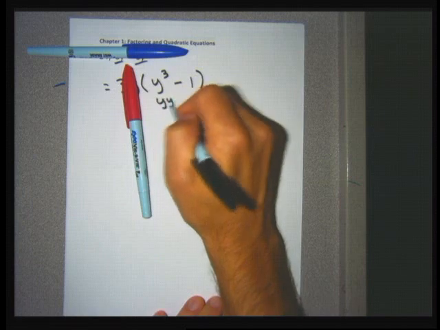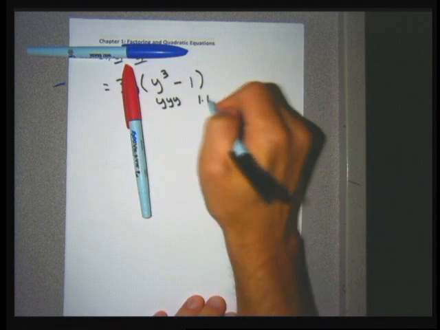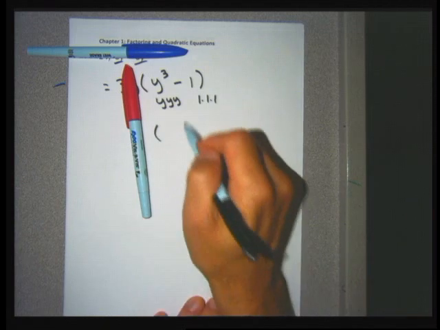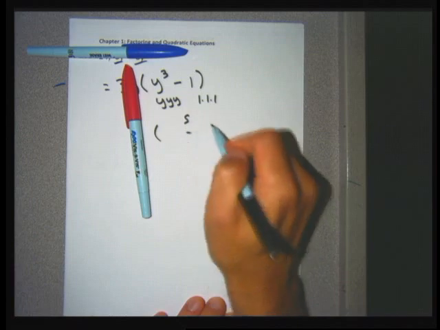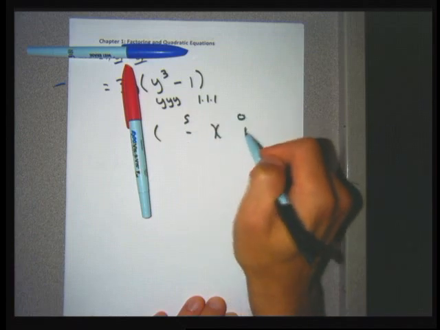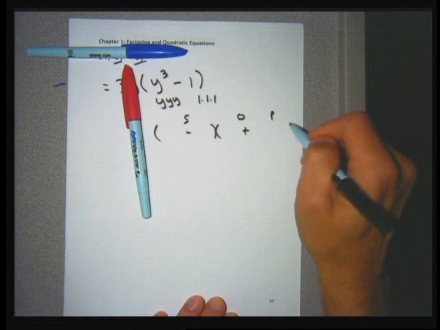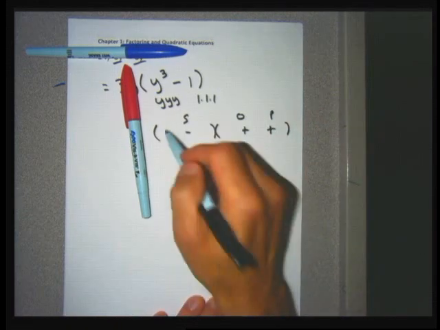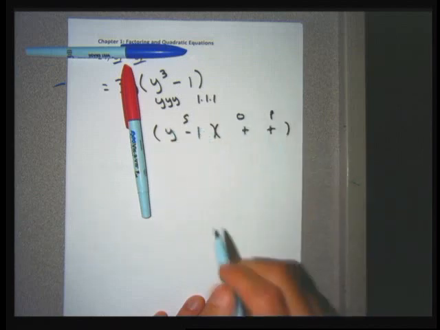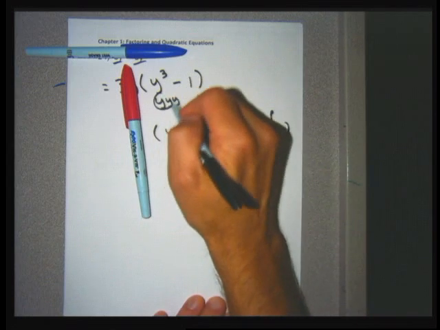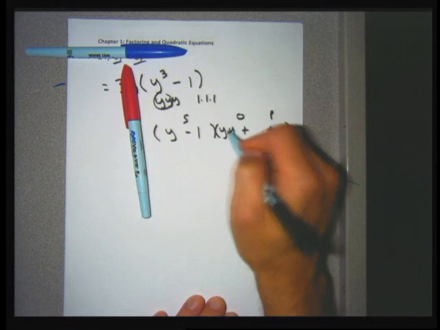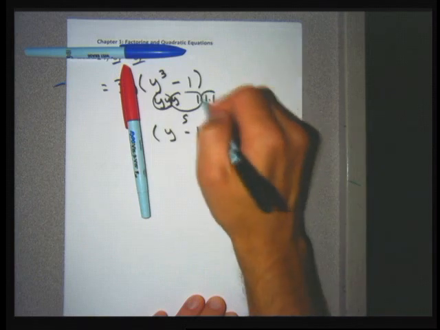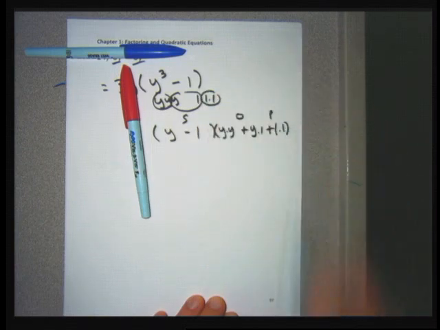And I'm going to factor the y cubed minus 1 by writing which makes each a cube and templating. Same sign as minus is a minus. Opposite sign of minus is a plus, and the last sign in cubes is always a plus. And then first parentheses, 1 of each. Second parentheses, first pair, y times y. Second pair, y times 1. Third pair, 1 times 1.